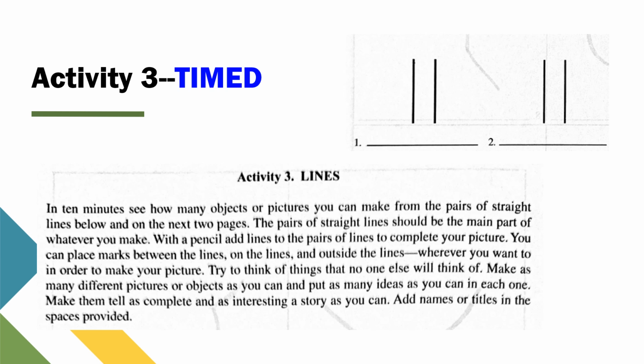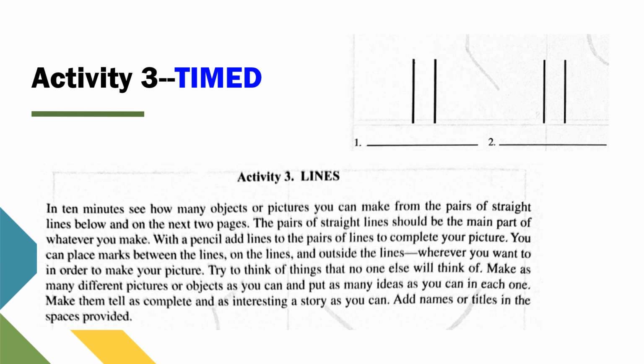This activity is called lines. In 10 minutes, see how many objects or pictures you can make from the pairs of straight lines below and on the next 2 pages. The pairs of straight lines should be the main part of whatever you make. With a pencil, add lines to the pairs of lines to complete your picture. You can place marks between the lines, on the lines, and outside the lines, wherever you want in order to make your picture. Try to think of things that no one else will think of.